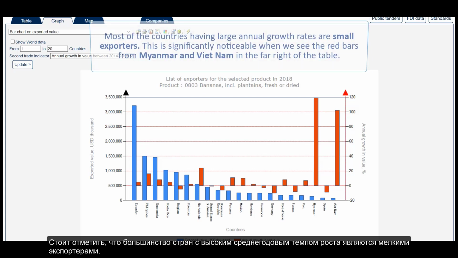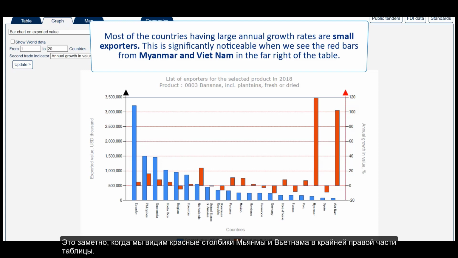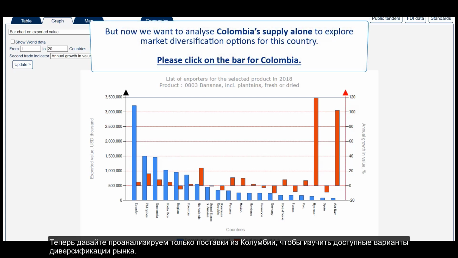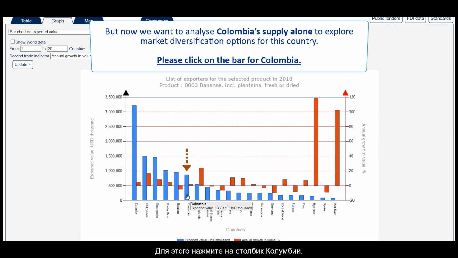It is important to note that most of the countries having large annual growth rates are small exporters. This is significantly noticeable when we see the red bars from Myanmar and Vietnam in the far right of the table. The growth indicator is particularly susceptible to the base upon which growth is measured, so we need to analyze growth and value, or size of exports, in tandem. But now we want to analyze Colombia's supply alone to explore market diversification options for this country. So please click on the bar for Colombia.